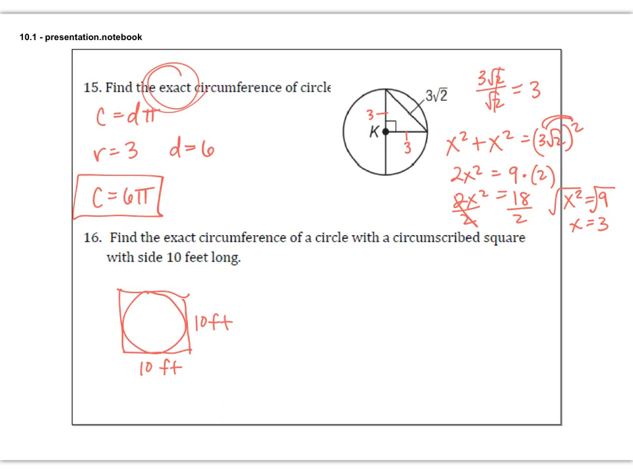So the question says, find the exact circumference of the circle. So remember, the circumference is diameter times pi. We need to know the diameter of this circle. Well, diameter is going to go from one side of the circle to the other through the center. So this would be a diameter. If we just take this 10 feet and slide it up, this will also be 10 feet. So the diameter is 10. 10 times pi would be the circumference. It does say it wants the exact circumference, so it's 10 pi feet. We do not type it into our calculator because they want exact.